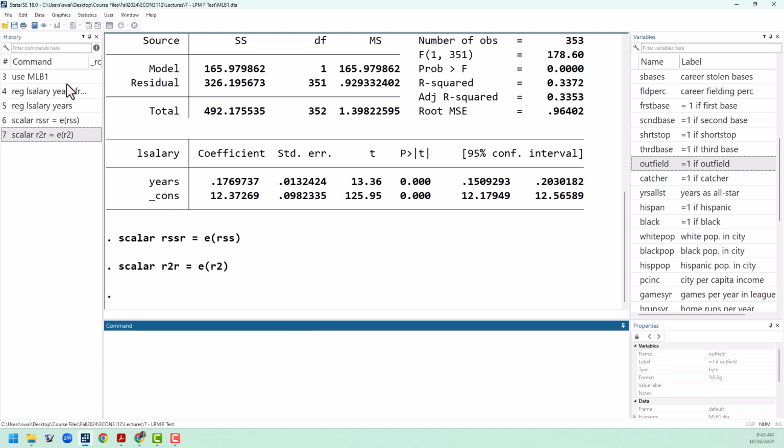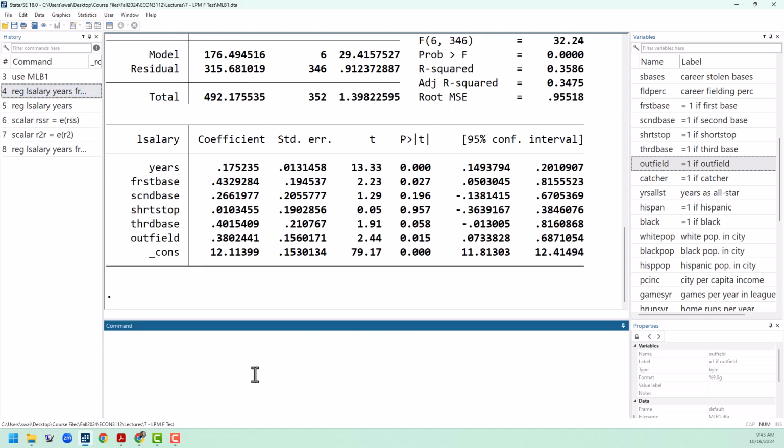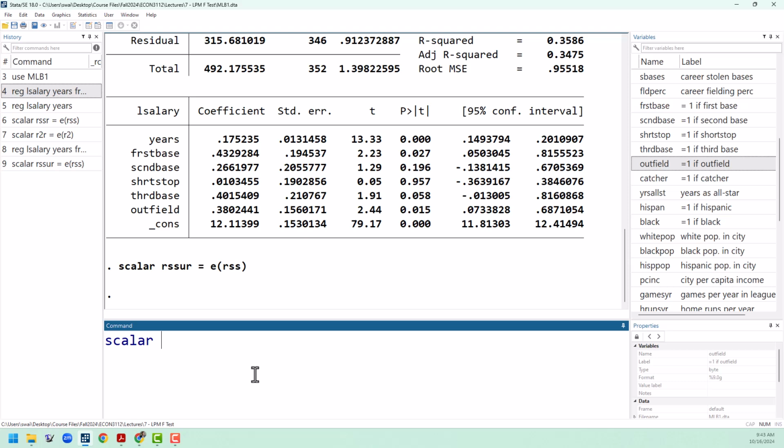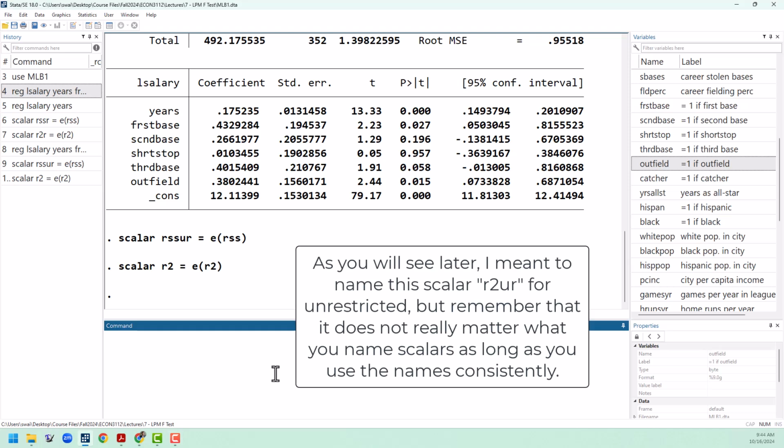Now I need to go and run our unrestricted model again and then save those values as scalars as well. So I'm going to take the RSS unrestricted, and that's going to be the RSS from this regression, and then I'm going to do the same thing for the R squared. Now we're ready to calculate our F statistic.